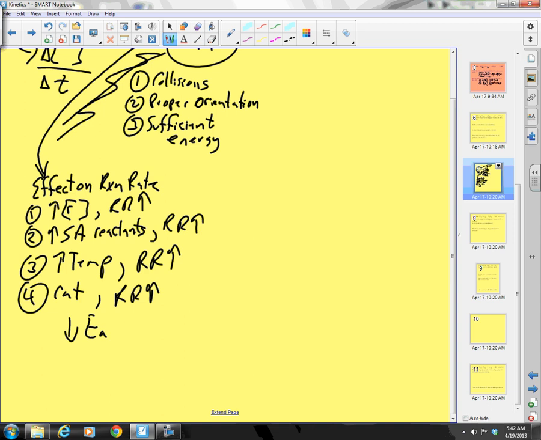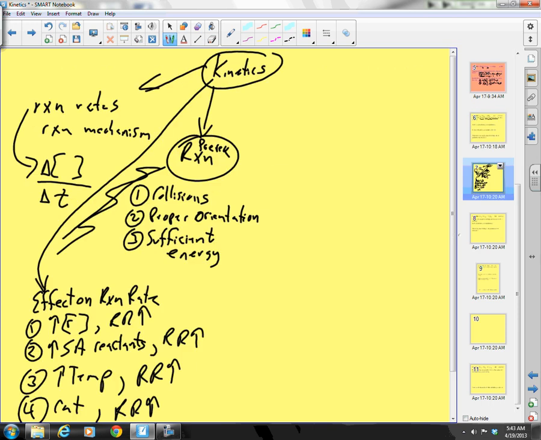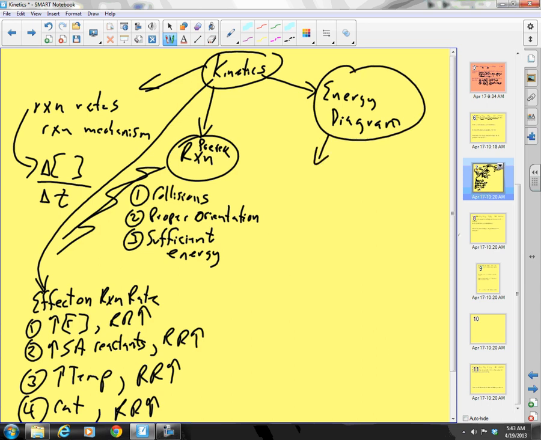Now, we want to jump into this kind of question here. Consider, what is the change in enthalpy, the enthalpy of reaction, for this reaction? Okay, what does this mean? I'm not sure. Well, we want to come over here and talk about energy diagrams, which is kind of a talk about kinetics. And part of this is we want to go back and review a little bit about heat, and we want to talk about heat of reaction, okay?